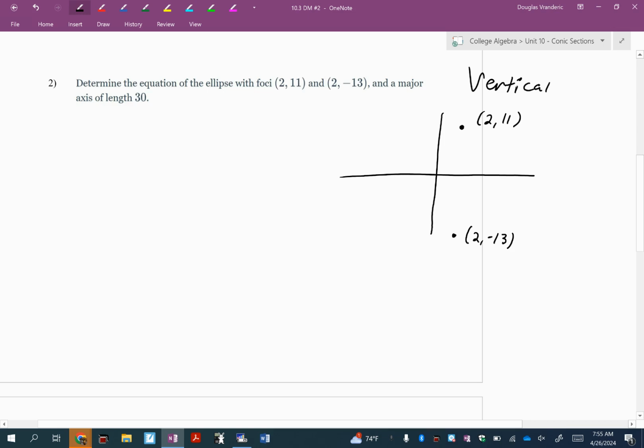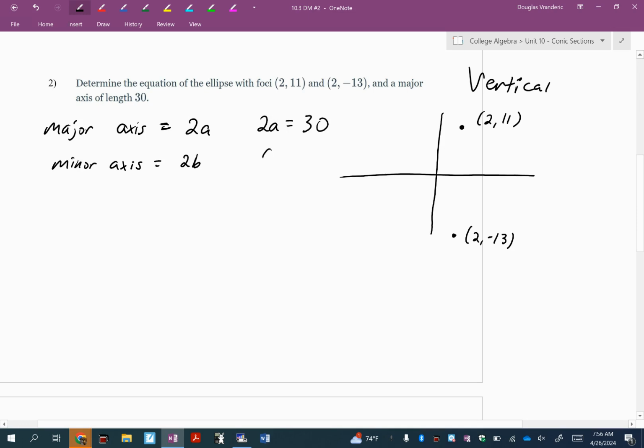Now it tells us that the length of the major axis, this is the longer axis, is going to be 30. So what you need to know is that the major axis, and they did see this yesterday, is always equal to 2 times A. The major axis is always 2A. I'll write this down even though we don't need it for this problem. The minor axis, so the smaller one, is always 2 times B. Okay? So in this case, I'm going to write 2A equals 30, right? Because the length of the major axis is 30.